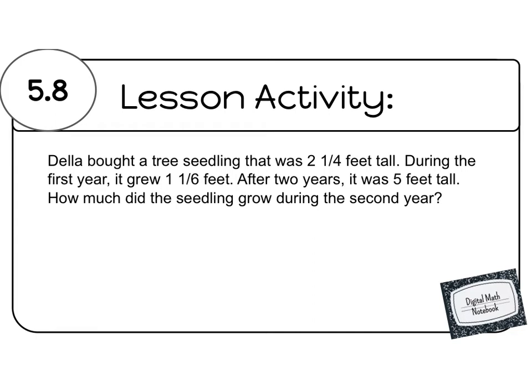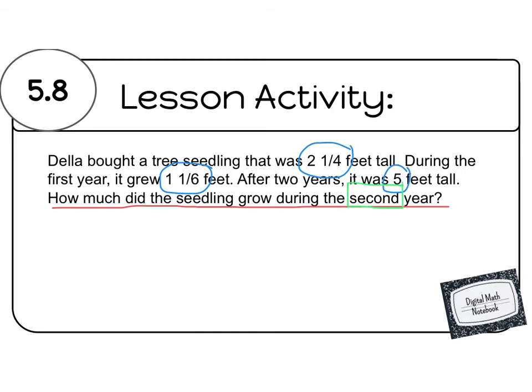Okay, let's go back and start with our numbers because there's a lot in here. We have 2 1/4, we have 1 1/6, and we also have the number 5. There are 3 numbers, so let's find our question to see what we're going to do. After 2 years, it was 5 feet tall, not a question, okay? How much did the seedling grow during the second year? And I'm going to box that word, second year.